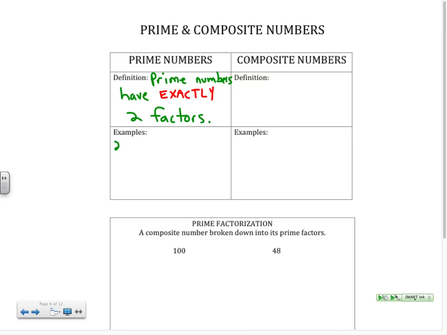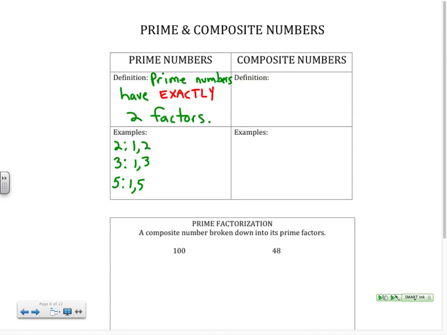The number 2 has exactly two factors, 1 times 2, so I'm going to make a list, 1 times 2. The number 3 has exactly two factors, 1 and 3, because 1 times 3 is 3. I'm going to skip 4 because that has 1 times 4 and 2 times 2. So my next prime number in order is 5 because it has two factors, 1 and 5. 1 times 5 is 5.